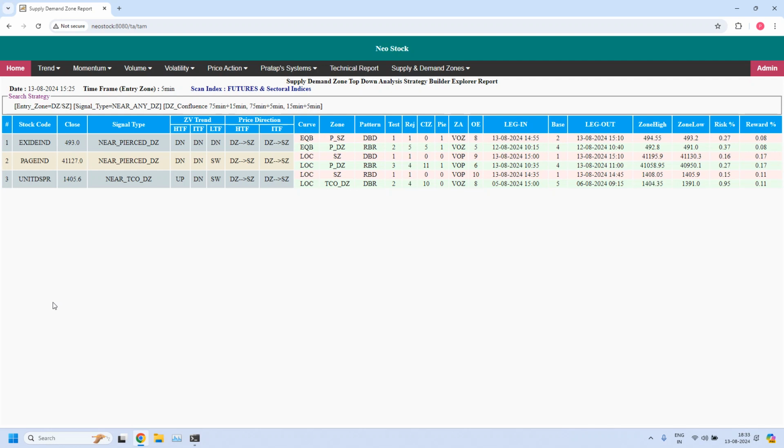So 3 stocks are filtered, but in that Exide Industries, the zone is already pierced. Check any of the zones in that area, maybe below that one more zone might be there. It is picking up the orders from there, who knows. And even Page Industries is also pierced. So only McDowell, this is United, they changed the symbol and name. Recently the symbol changed. The name still remains United Spirits.